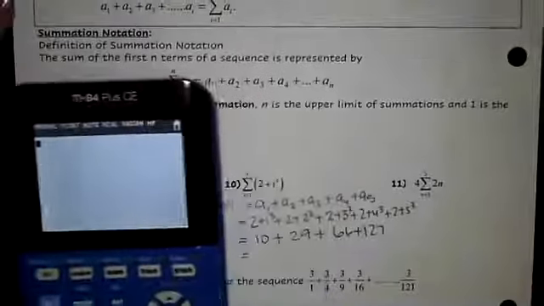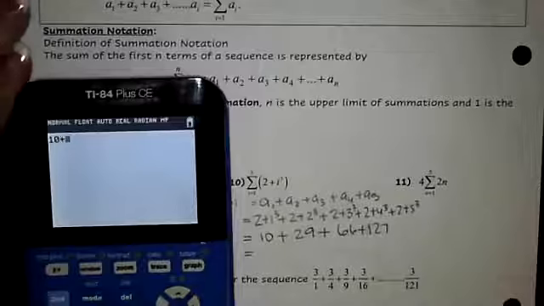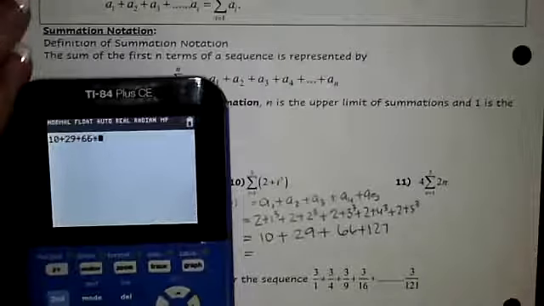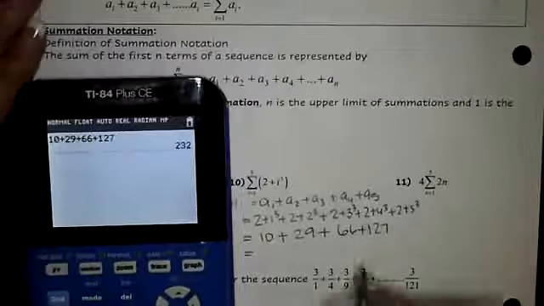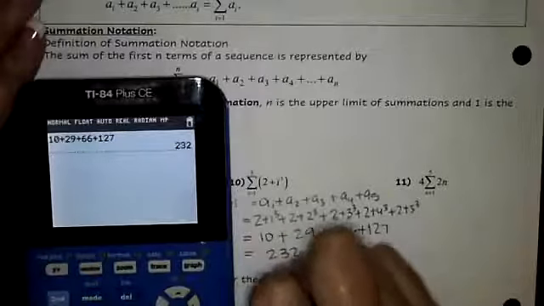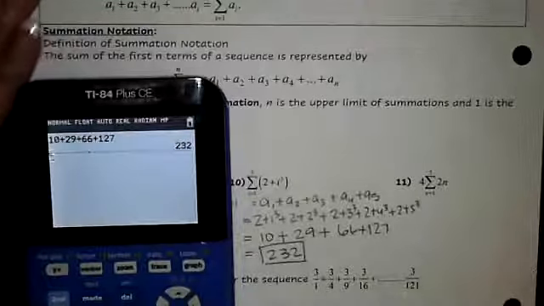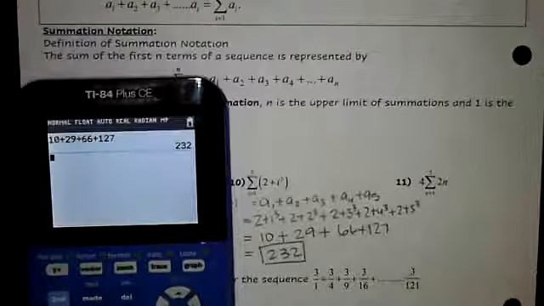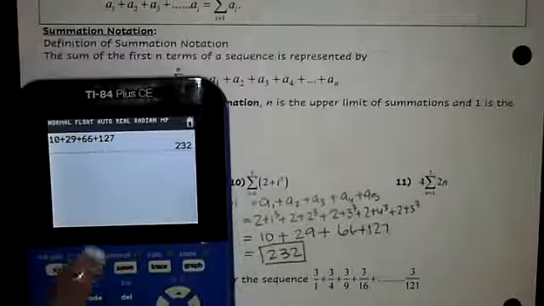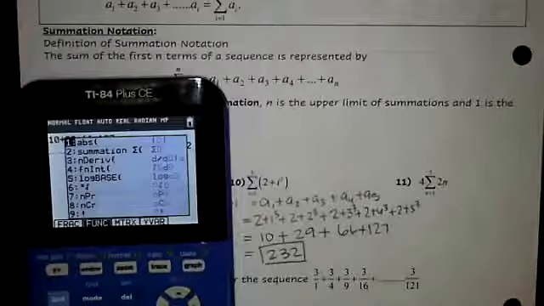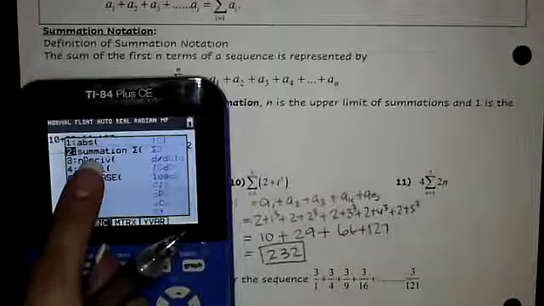All right, I'm going to show you that on the calculator now. So 10 plus 29 plus 66 plus 127, that is 232. Now there's a reason why I just showed you that on the calculator. That's because I'm going to go ahead and show you how to put this in the calculator with the sigma notation as well. So we're going to hit alpha window, and we're going to go to the second one for summation.